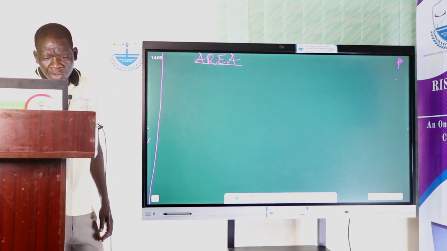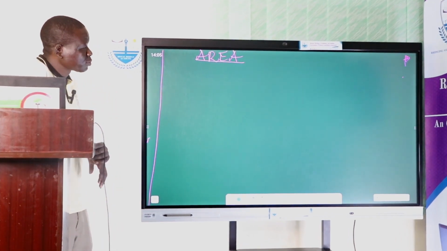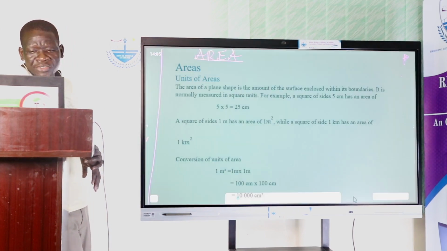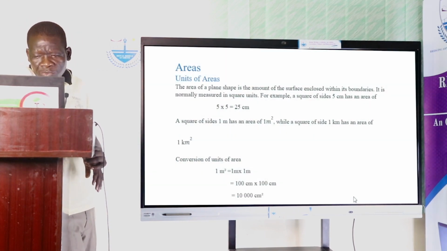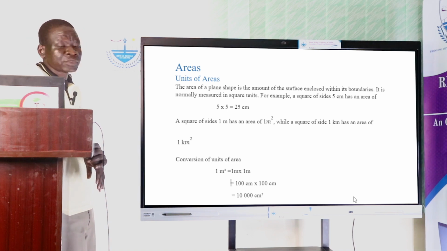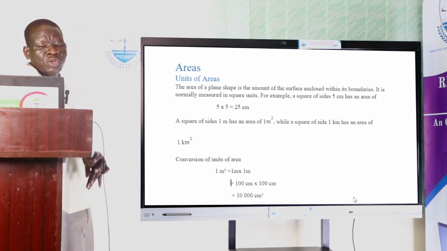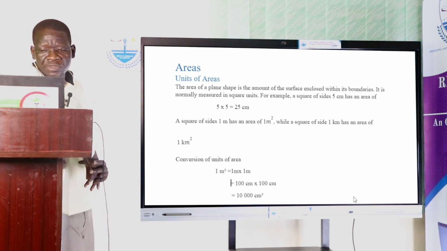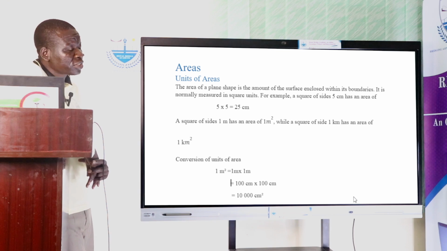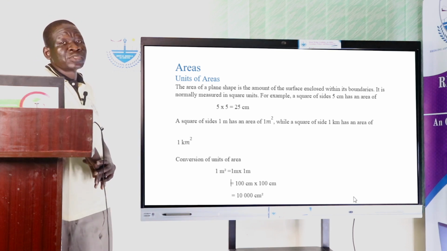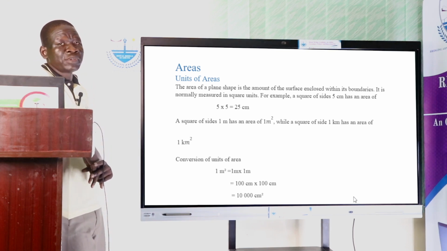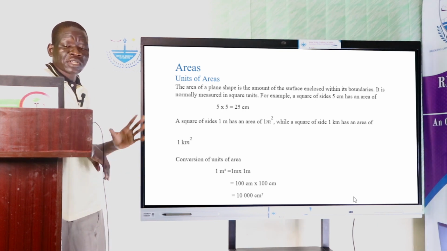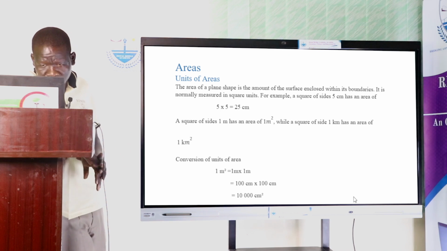Area of a plane shape is just the amount of the surface enclosed within its boundaries. It is normally measured in what we call square units, which can be square centimeters, square millimeters, square meters, square kilometers, and so on.